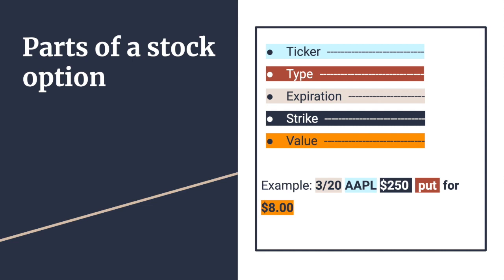We also have the strike price. This is the price you can buy or sell at. So if I were to exercise this Apple put, that would mean that I could sell Apple for $250 a share. And then we have the value, which is $8. One thing to keep in mind is that each option controls 100 shares of a stock. This is how you get leverage, but it's also important to note that even though the option is $8, this actually means $800 because it's $8 per share.